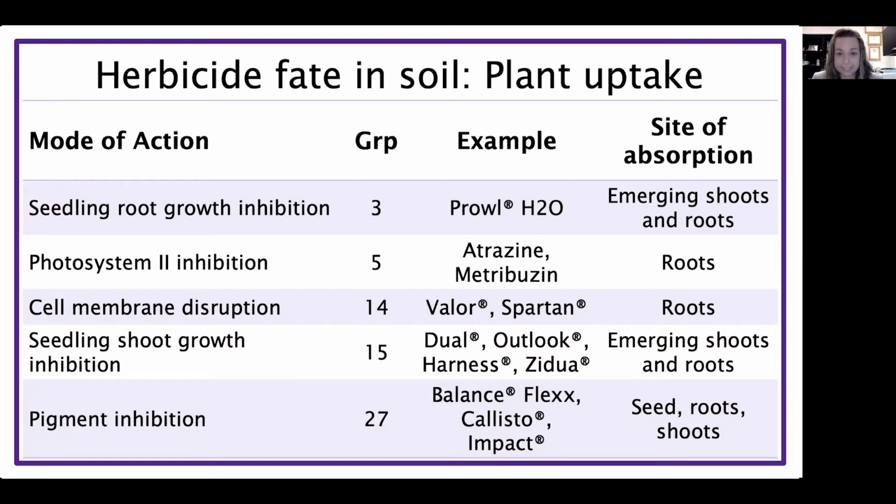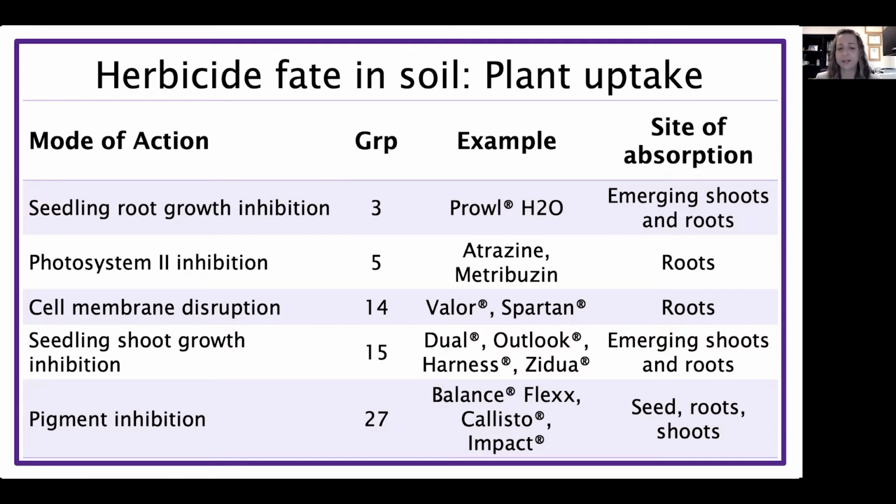Group 14, the cell membrane disruptors, or PPO inhibitors. These are things like Valor or Spartan. These are also taken up by the roots. Group 15 is a very common herbicide group that we look at in terms of controlling grasses and small-seeded broadleaf weeds pre-emergence. These herbicides are taken up by the emerging shoots and roots. So again, the activity is happening before that seedling comes to the surface of the soil.